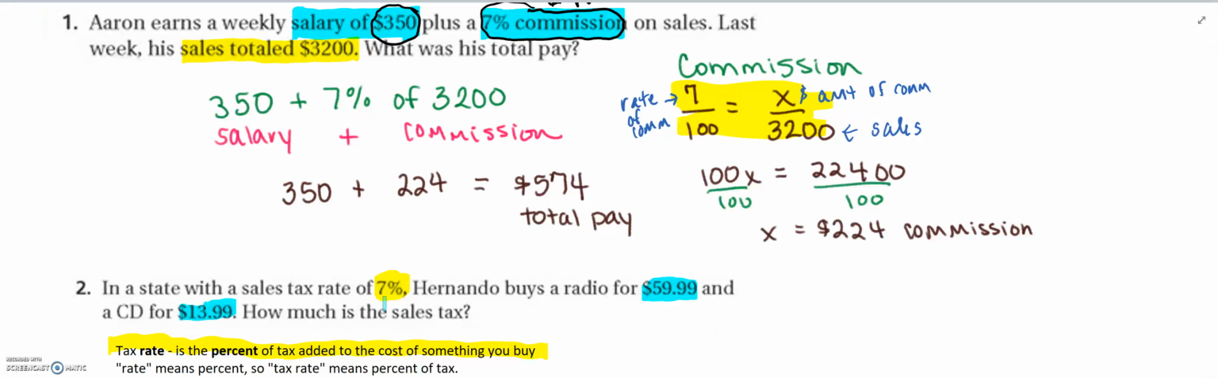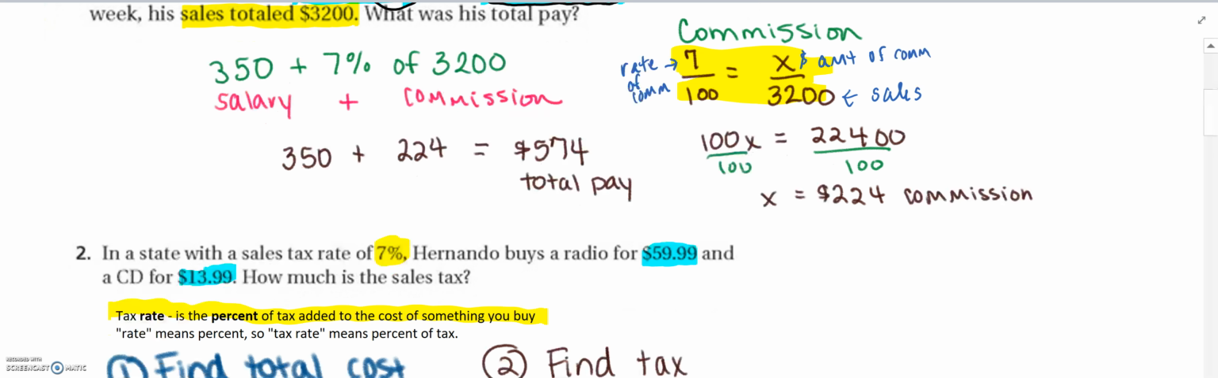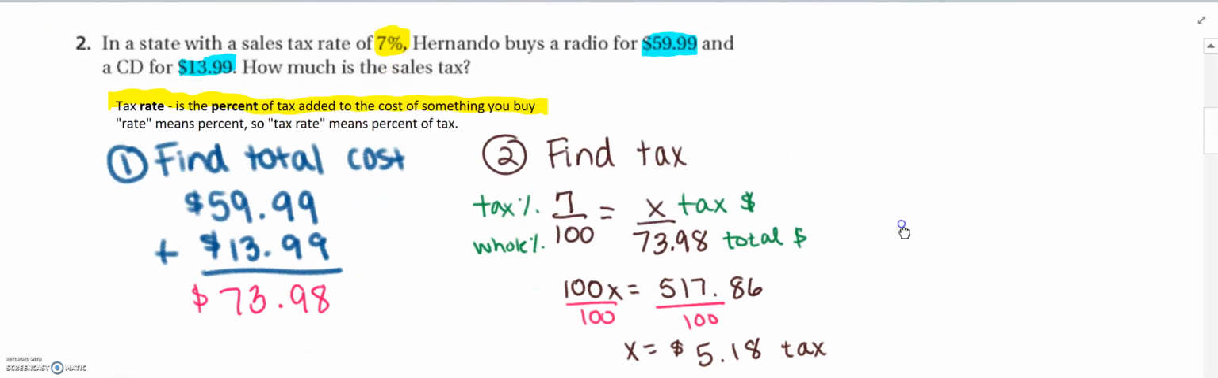The first thing we need to do, however, is figure out the total amount of money that Hernando spent, because the 7% tax rate is based on that total. So the first thing you're going to do is find the total cost, how much Hernando actually spent. So $59.99 plus $13.99 is $73.98.